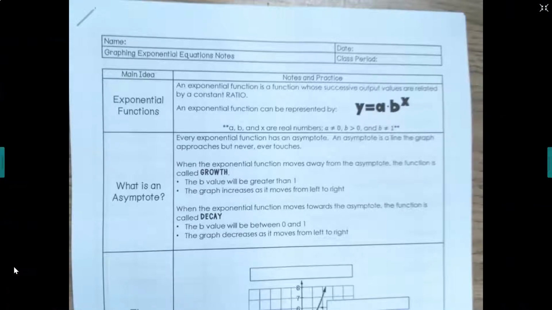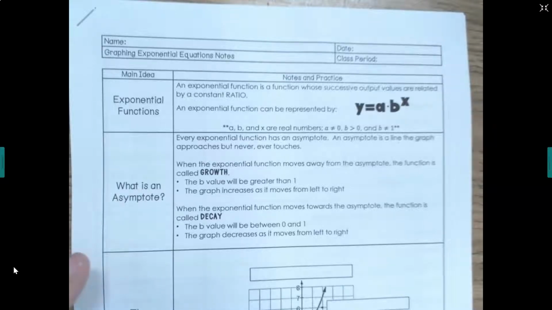Welcome to this video on graphing exponential functions. By the end of this video, you should be able to graph the exponential function and identify key characteristics of that graph. So, exponential functions is the last function that we're going to talk about.